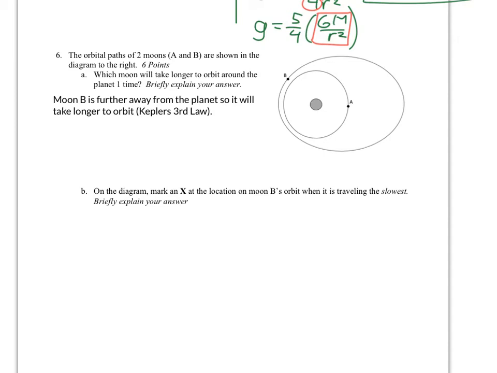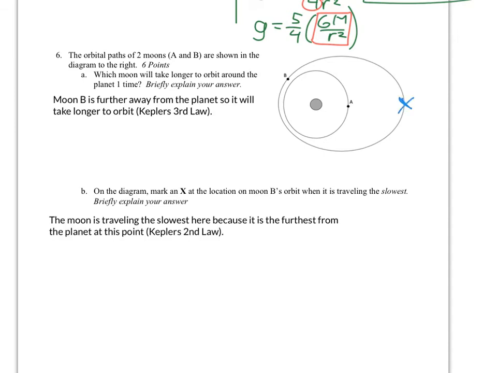For B, we want to mark the location on B's orbit when it's traveling the slowest. So for this one, we're thinking about Kepler's second law, which is that planets sweep out equal areas in equal time, but really what that means is planets are traveling the slowest when they are the furthest away. So right here is going to be the slowest speed for Moon B, and the reason is it's the furthest away from the planet at that point. Okay, so it's going to be traveling the slowest at that point.